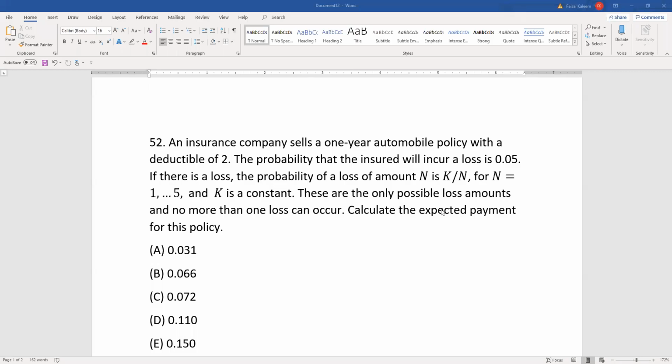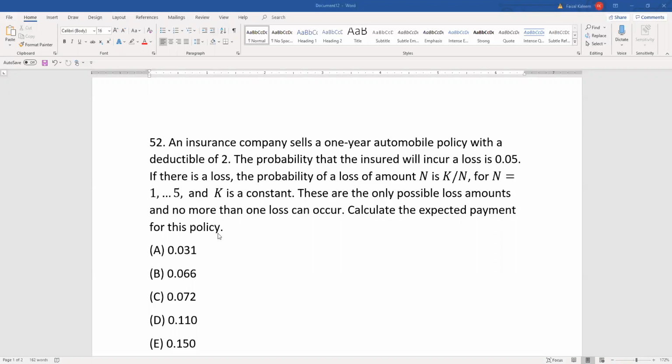An insurance company sells a 1-year automobile policy with a deductible of 2. The probability that the insured will incur a loss is 0.05. If there is a loss, the probability of a loss amount of n is k over n, for n equals 1, 2, 3, 4, 5, and k is a constant. These are the only possible loss amounts, and no more than one loss can occur. Calculate the expected payment for this policy.